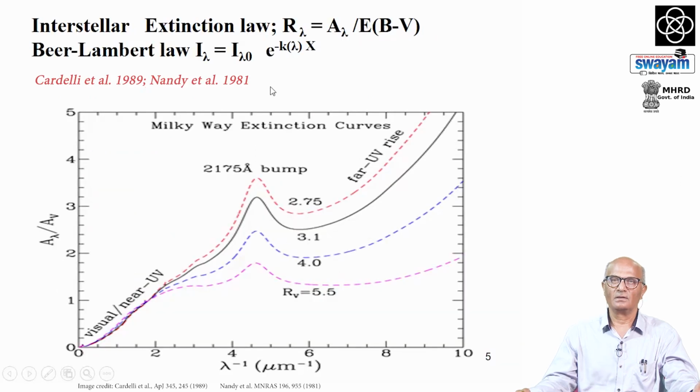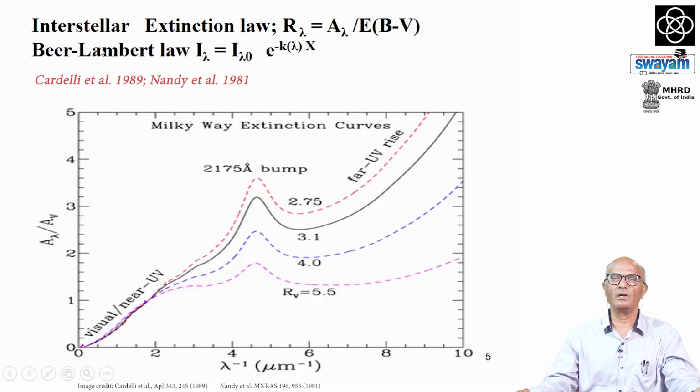And in fact, this slide shows the interstellar extinction law. For this, scientists have defined a parameter which we call the ratio of total to selective absorption, and it is denoted by R. It is a function of wavelength, and it is expressed as R lambda is equal to total extinction A lambda divided by color excess E(B minus V).